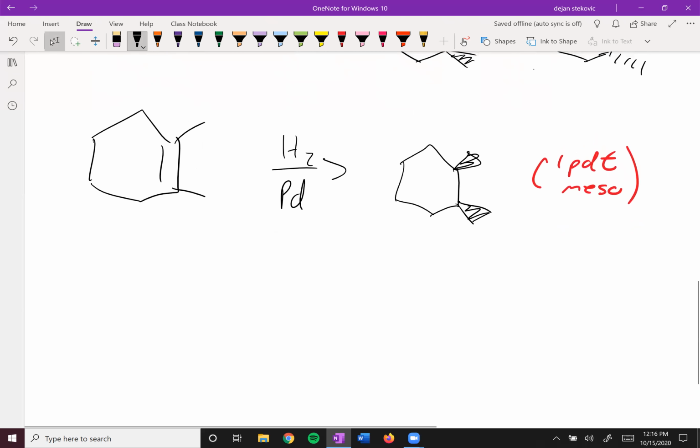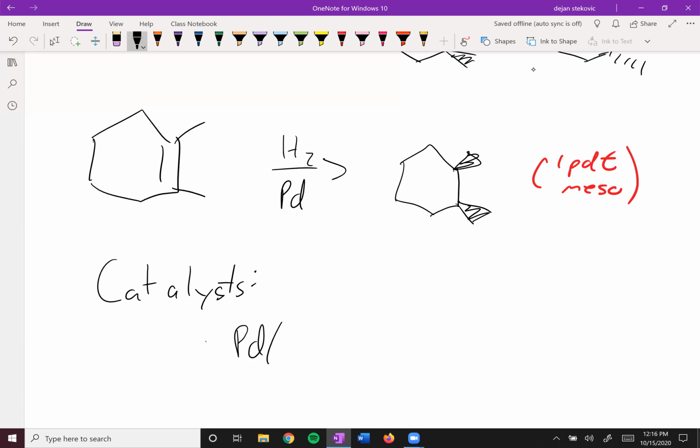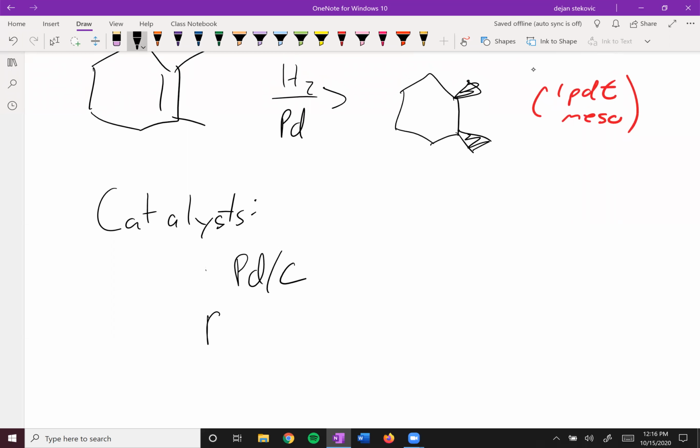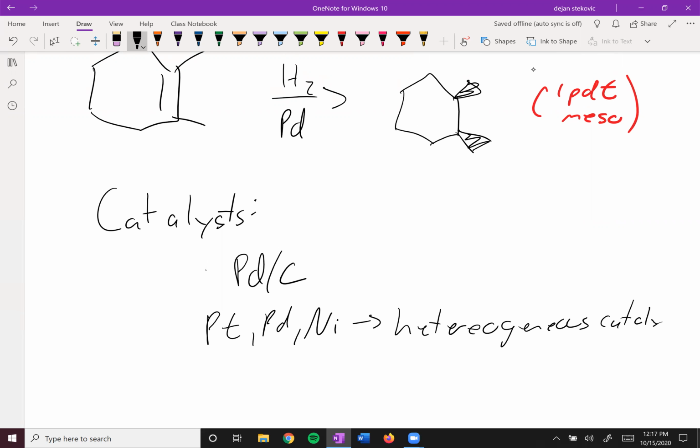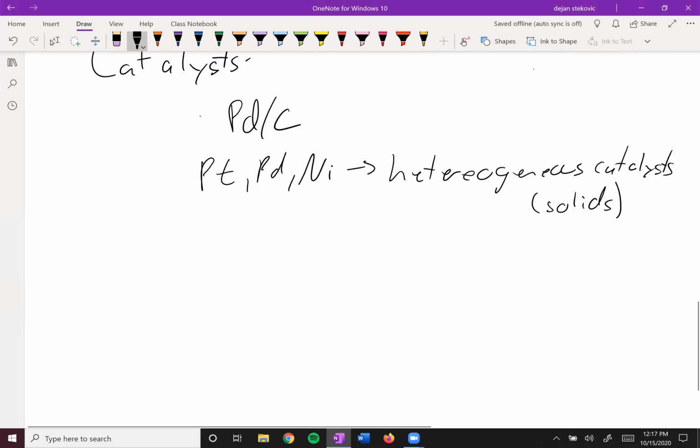And so again, you can use different catalysts here. Sometimes you'll see palladium on carbon as a common one, but again, you can use platinum, palladium, or nickel. And these are all heterogeneous catalysts, right? So they're solids and our substrates are in solution, right? Not necessarily aqueous because it's not water, but in solution.